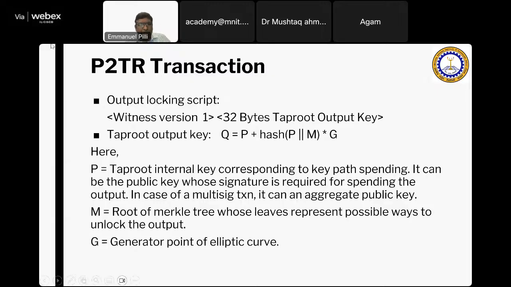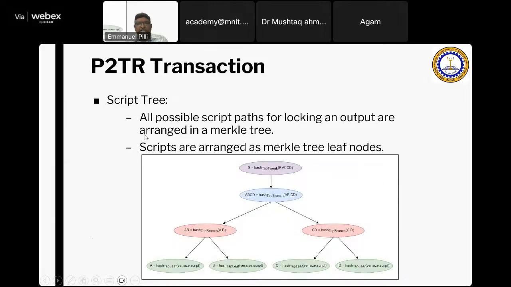So we have this formula: taproot output Q is based on P plus hash of P. Or you can take the OR of that, and then you can get M and then multiply it by G, which is the generator point on the elliptic curve. So these things are to be identified. So how do we do that?